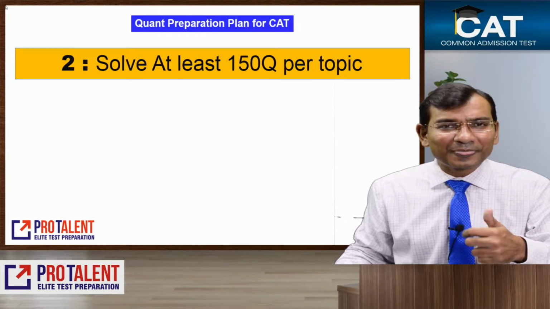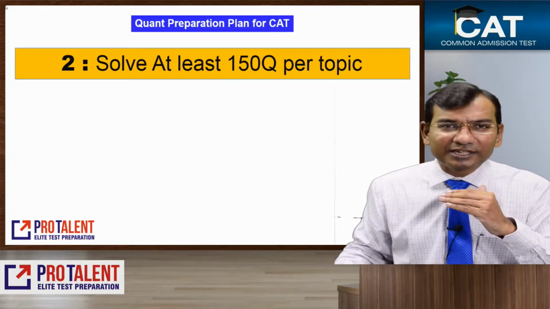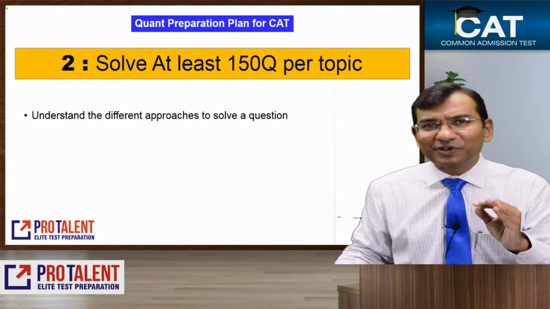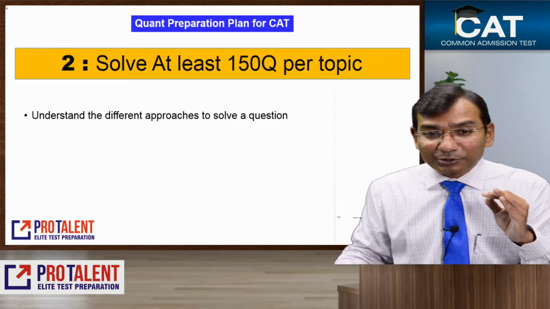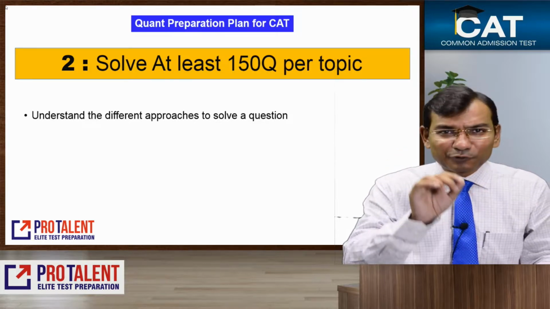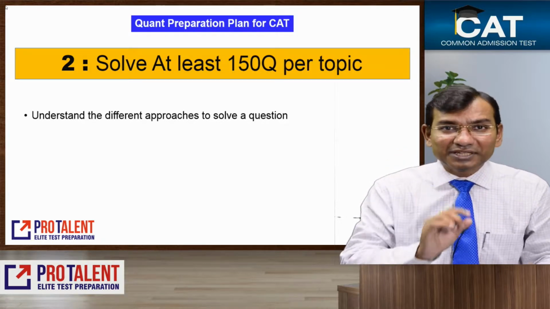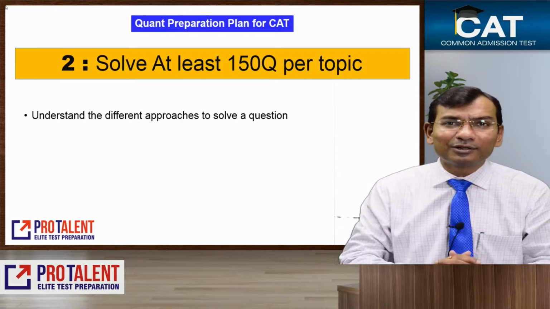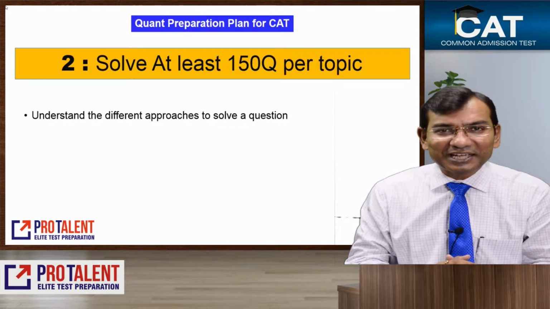Rule number 2, solve at least 150 questions per topic. This is very important. And what you need to do is try different approaches to solve one single question. If you can develop that capability, that means you have a lot of command over those questions. So you have to be very careful about it.